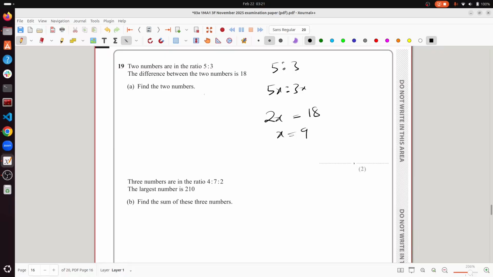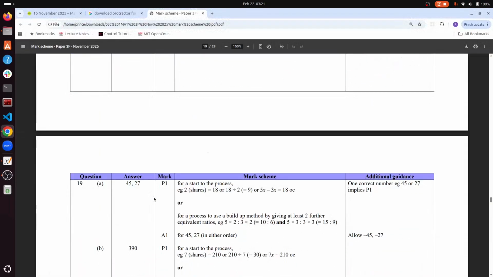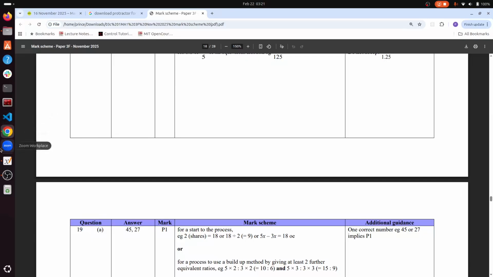That means my number should be 5 times 9, which is 45, and the other number should be 27. Those are my 2 numbers. If I check that, that should give me 45 and 27, and that's correct.